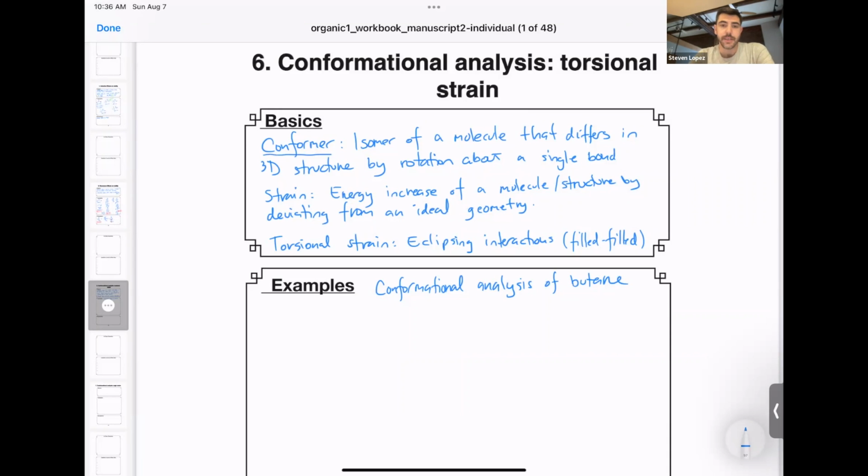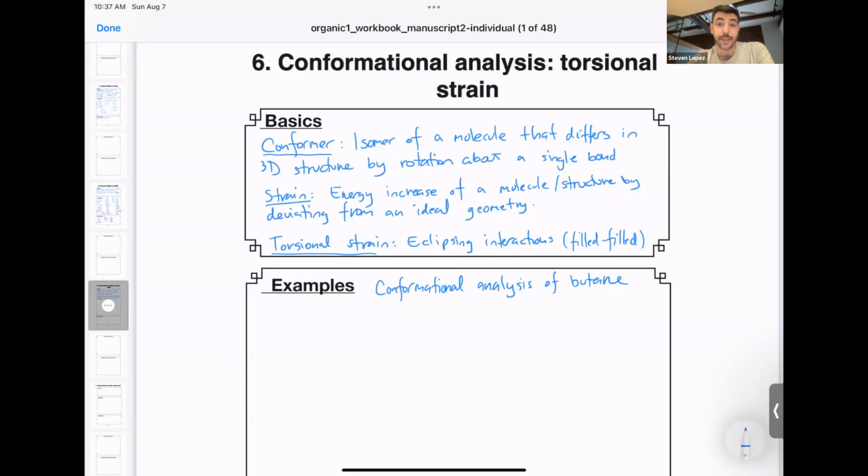So a conformer is essentially an isomer of a molecule that differs in the 3D structure by rotation around a single bond. You can also have different conformers that are rings that don't involve directly a rotation around a single bond. So strain is essentially the energy increase of a molecule or structure that comes from deviating from an ideal geometry. Torsional strain is one kind of strain energy. So this is most often seen in eclipsing interactions. You can think of these also as filled-filled interactions. Those are two filled orbitals that unfavorably interact with each other and increase the energy of the molecule.